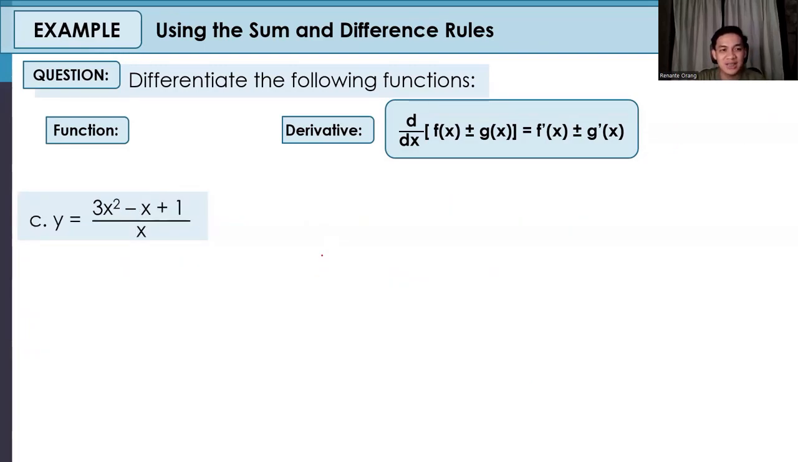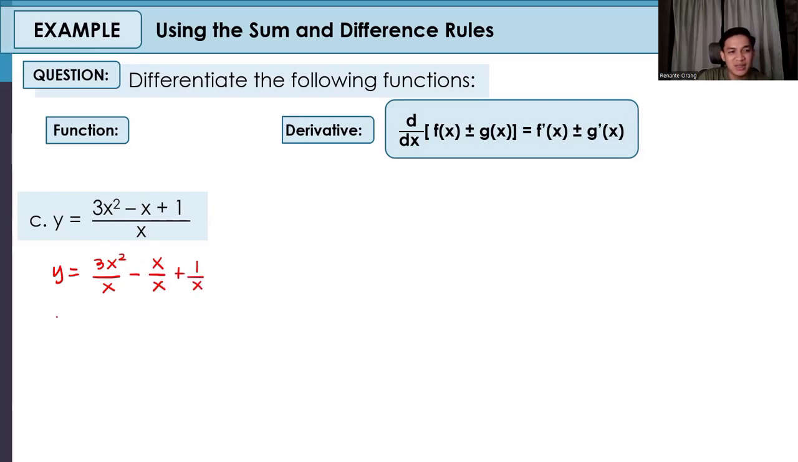So let us proceed with our last example for this video. We have letter C. Y is equivalent to 3x squared minus x plus 1 divided by x. So eto class, hindi muna natin to madi-differentiate kasi meron tayong x sa baba. Ibig sabihin, isimplify muna natin siya by dividing every variable dito ng x natin. So lagay natin dito, y is equivalent to 3x squared divided by x minus x divided by x plus 1 divided by x.